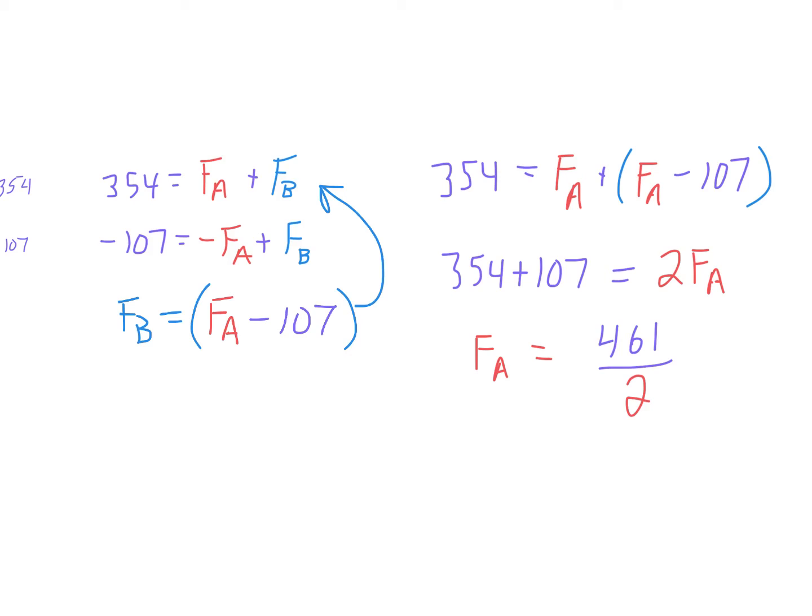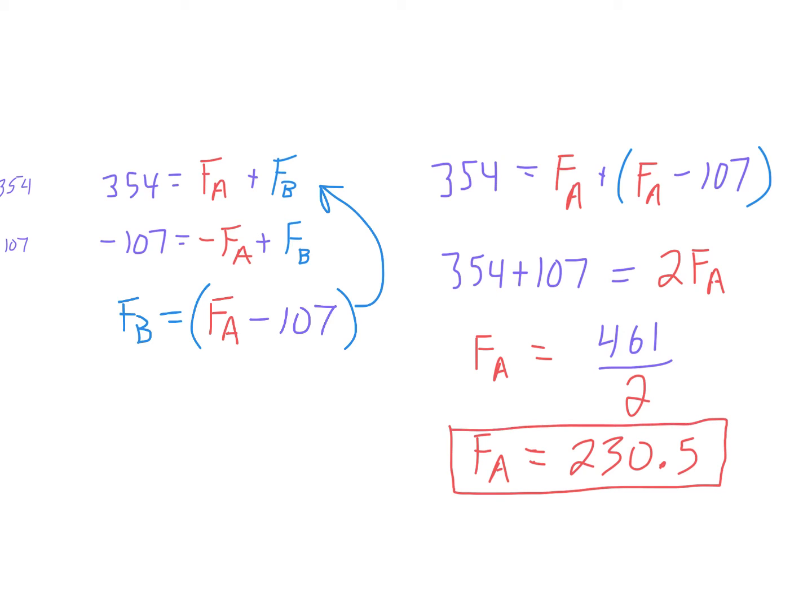All right, so if we go ahead and divide that, then we're going to get our answer for FA. So FA is going to be equal to 230.5. All right, that's one of our answers. We'll wait and see which one that's the answer to.